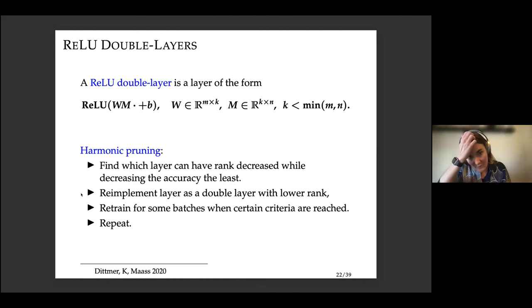So what was then done was leveraging this to do a sort of pruning, to go from that 1 year old to the teenager and get rid of some excess things that are not necessary. The very basic way is, there's this entire thing with double layers, but the key idea is to try to enforce layers to have a lower rank and do that after you've done training. So you train a network and then you look for which layer you can decrease the rank of while decreasing the accuracy the least, and then enforce that decreased rank, retrain for some batches when you reach a certain criteria, and repeat.